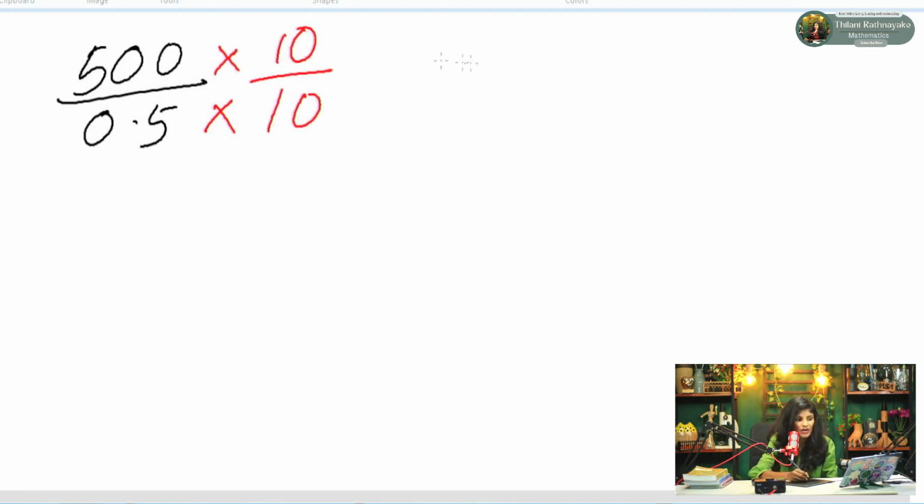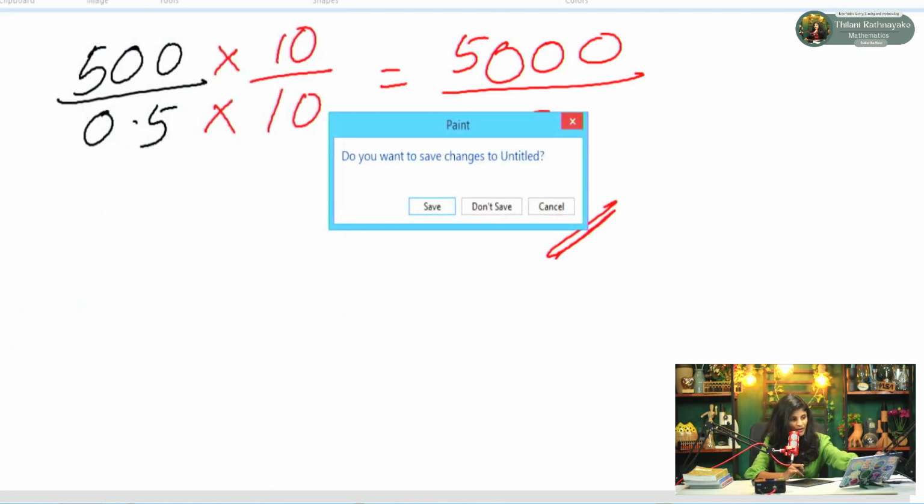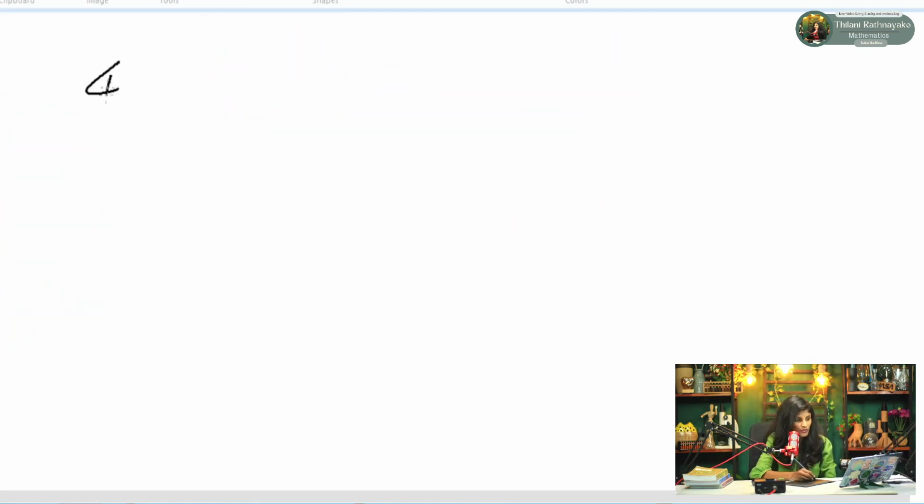500 times 10 means 5,000. That's correct, no? And here 0.5 times 10 means 5. Now I can divide. For 5,000, how many 5s are there? Yes, that is 1,000. Or else you can do this by the long division method. That is 1,000.